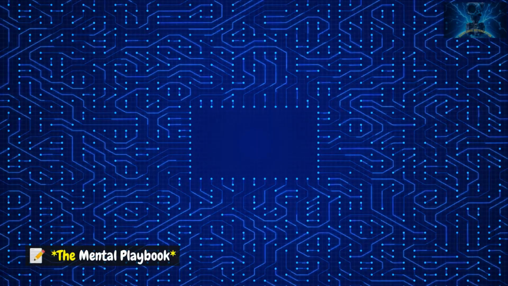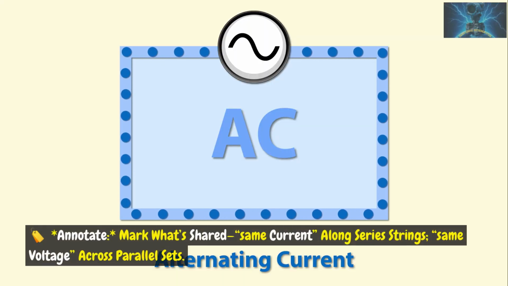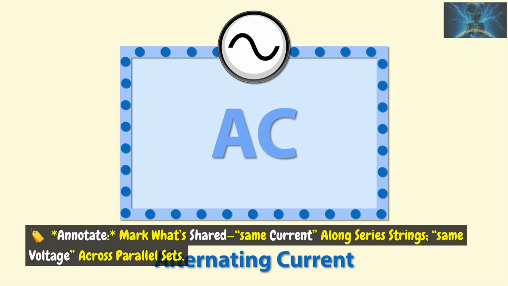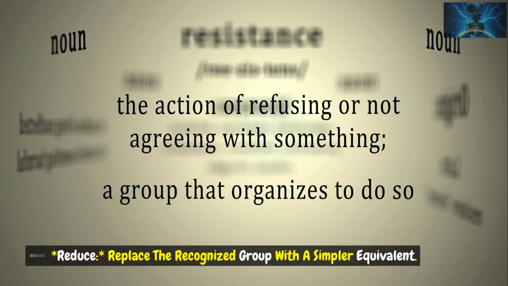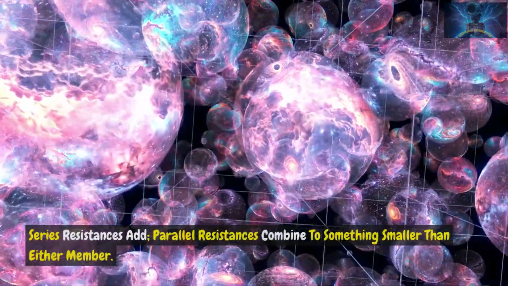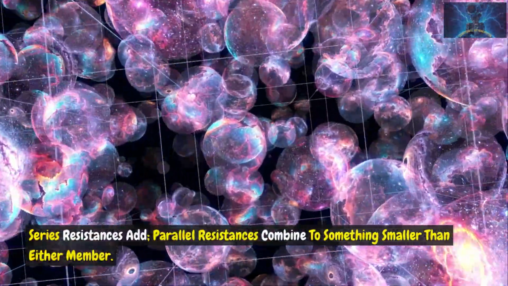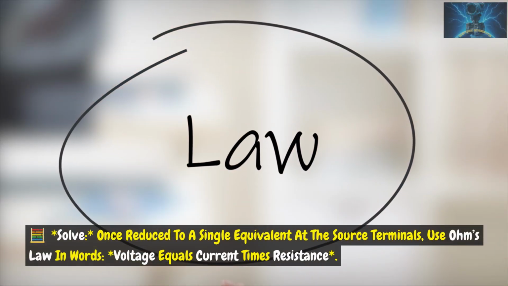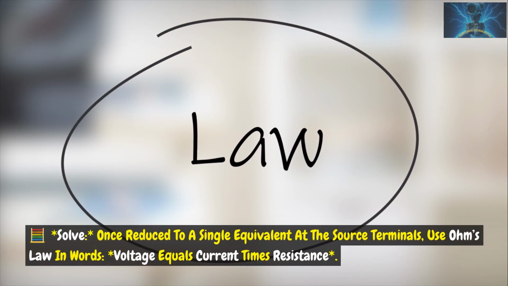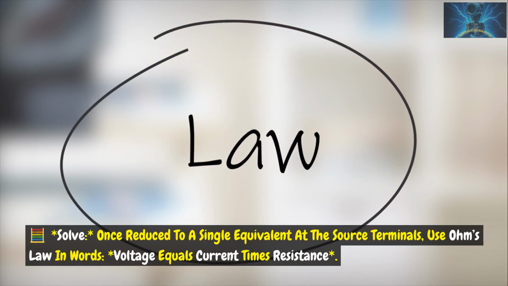The mental playbook. Annotate. Mark what's shared. Same current along series strings. Same voltage across parallel sets. Reduce. Replace the recognized group with a simpler equivalent. Series resistances add. Parallel resistances combine to something smaller than either member. Solve. Once reduced to a single equivalent at the source terminals, use Ohm's law in words. Voltage equals current times resistance.